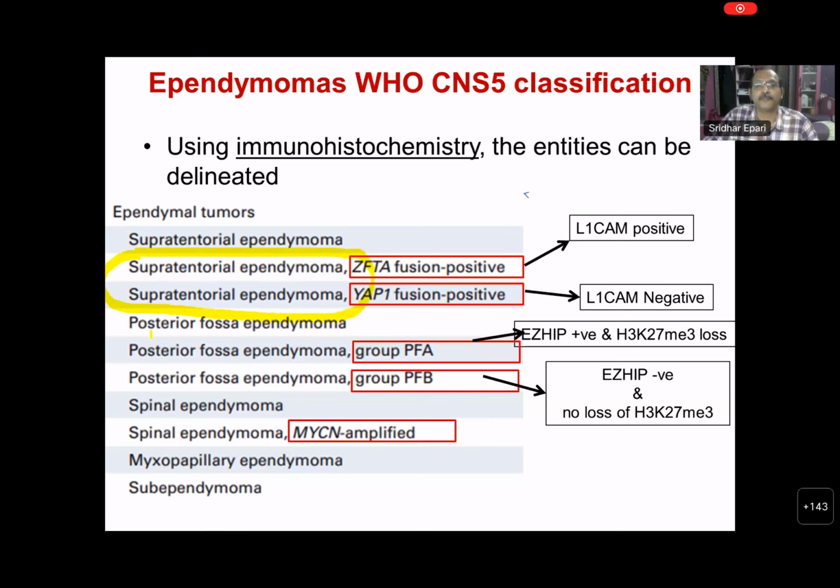So similarly for posterior fossa ependymoma, there are two groups: posterior fossa ependymoma group A and posterior fossa ependymoma group B. You can use the markers H3K27me3, the one marker which you use for the diffuse midline glioma, and EZHIP.